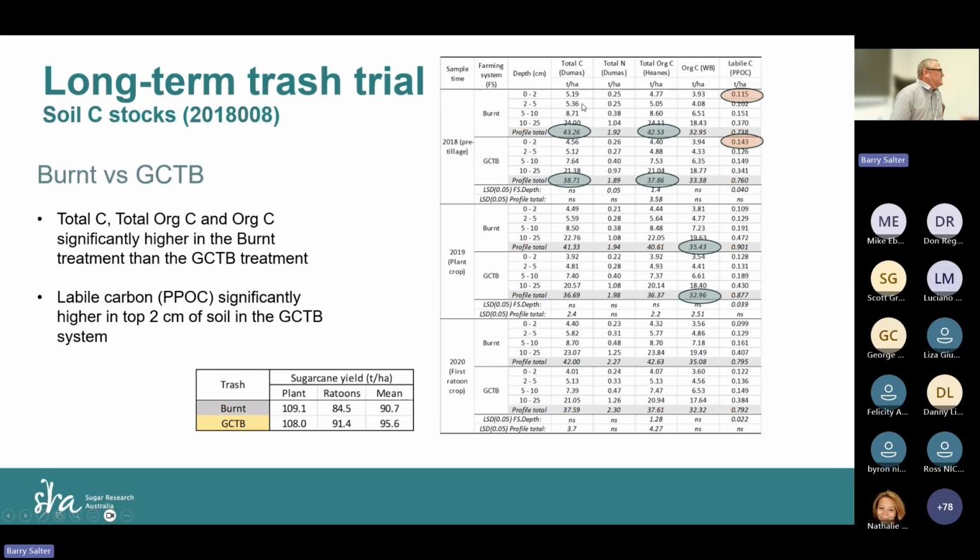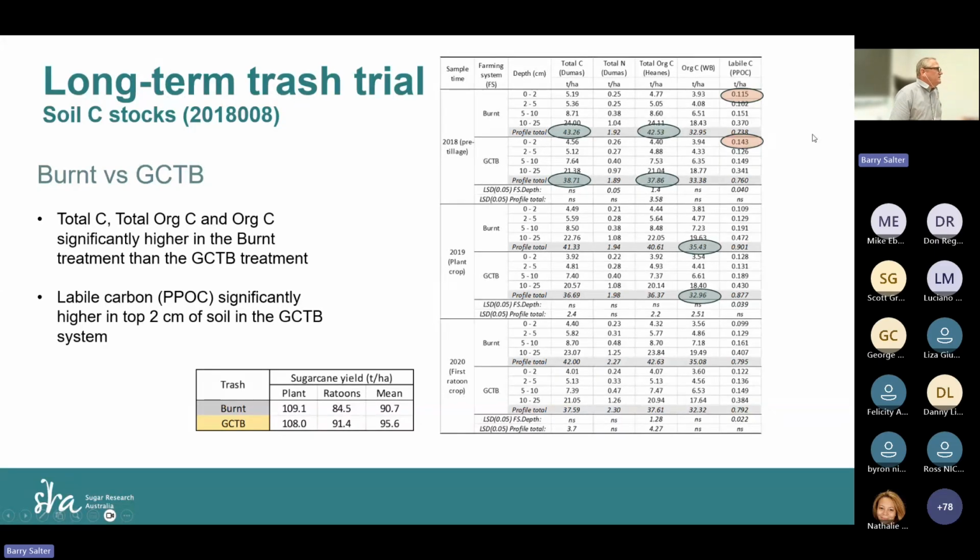And so this is the total carbon in the top 25 centimetres of soil. So there's 43, in this case, 43 tonnes of carbon in the burnt system in the top 25 centimetres on a hectare basis, compared to 38 in the trash blanket system, which is the opposite of what we would have expected. But we see that in some of the other measures of soil carbon, in this case, total organic carbon using the Haynes method, and down here, organic carbon using the Walkley Black method, exactly the same situation.